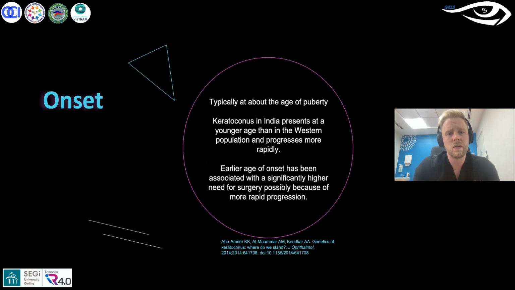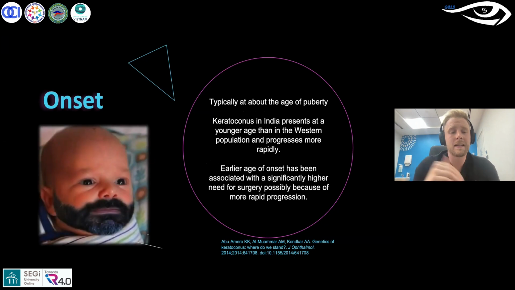And what about the onset then? So generally we know that keratoconus takes hold at around about the age of puberty. Now that can be different for everyone, okay? And it does tend to, in some patients or some ethnicities, present a little bit earlier. Okay, so we know that especially in Indian patients, it tends to progress earlier, and these are the ones that you really need to watch. The earlier the onset, the more associated it is with a higher need for surgery, and the more rapid the progression is. Okay, so really have a look at the patient.